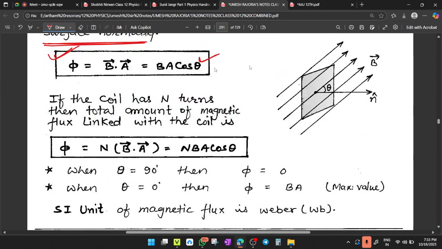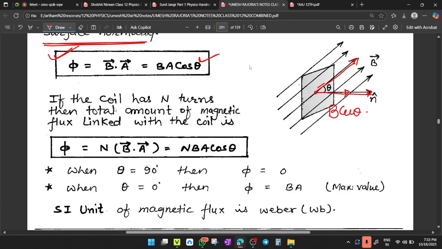Now, you see here, correct? This is the B vector and this is the area vector. If you break the B vector in the direction of the area vector, then the component is equal to B cos theta, right? So only the B cos theta component will contribute as flux.